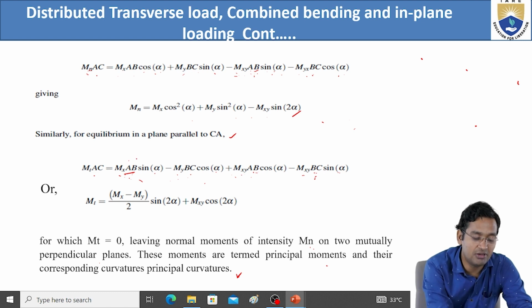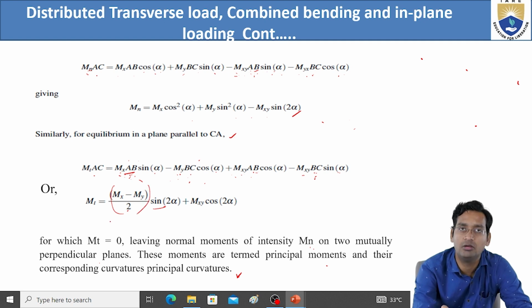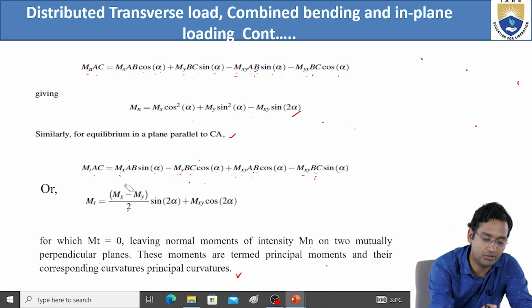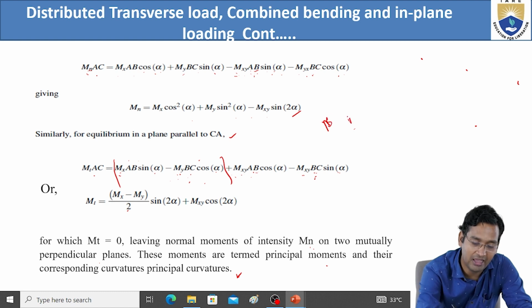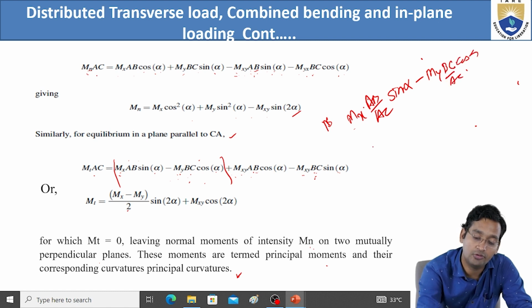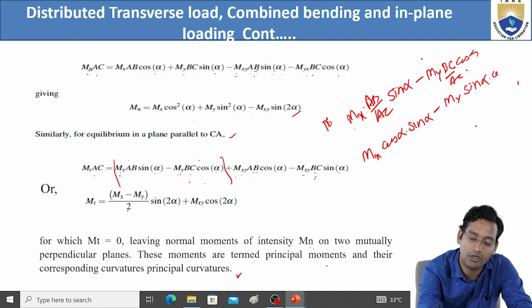Now here, just with this, divide by 2. Let me show you once again. First these two terms we are doing. So this will be Mx into AB by AC sine alpha, minus My BC by AC into cos alpha. Mx AB by AC is cos alpha, so cos alpha into sine alpha, minus My BC by AC is sine alpha, so sine alpha into cos alpha.